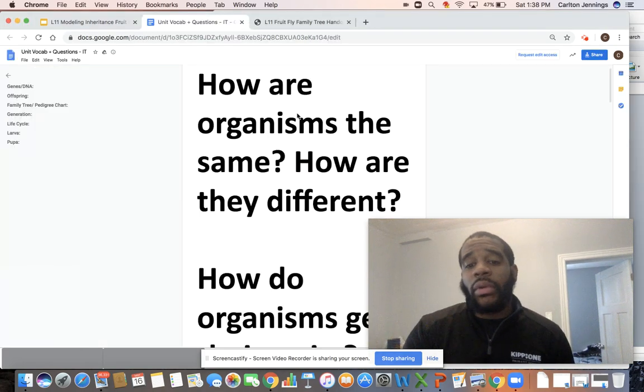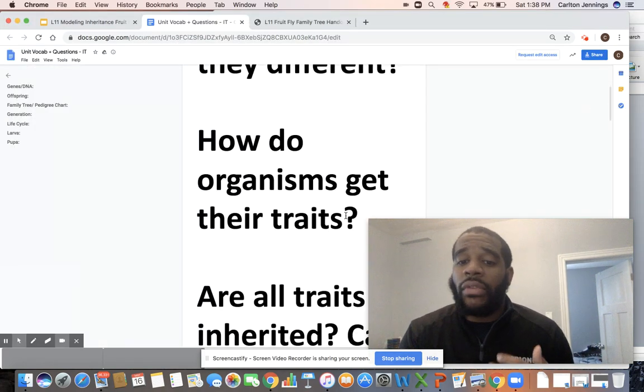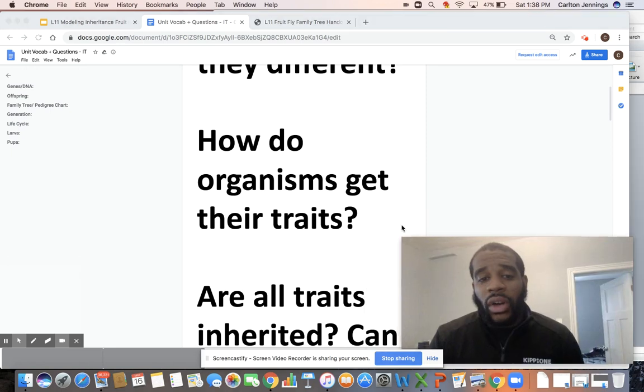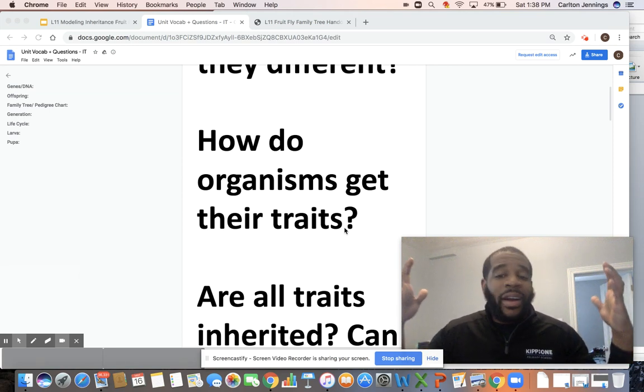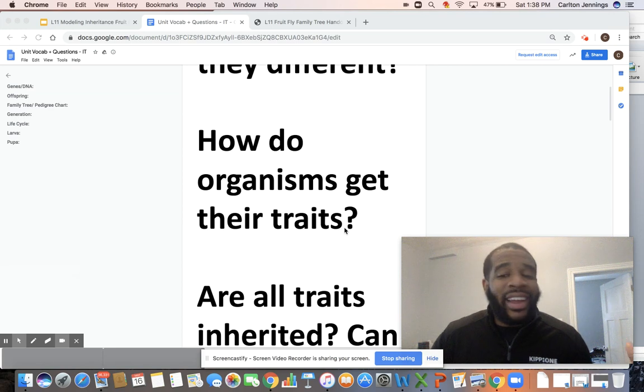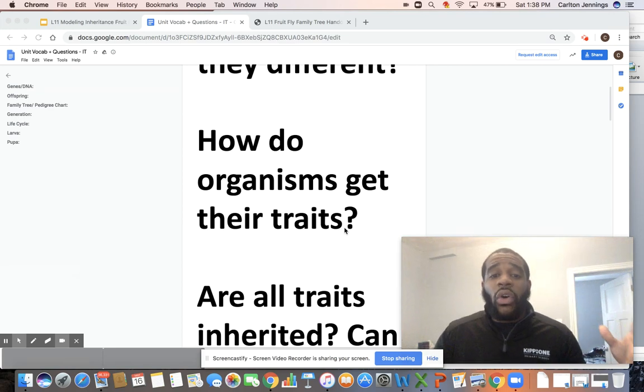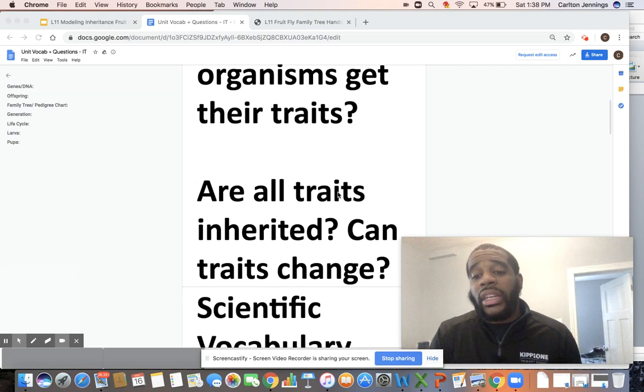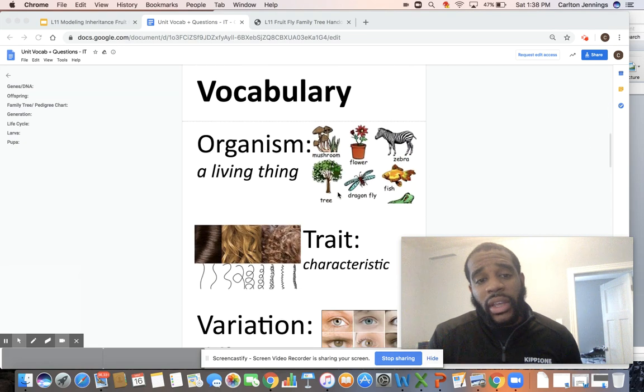Before we move on, we'll be looking at our big question and our vocabulary words. Our big question is, how do organisms get their traits? We already have this answer, kind of. We learned that organisms get their traits from their parents. So we're going to look at our vocabulary words and see what else we can find out.